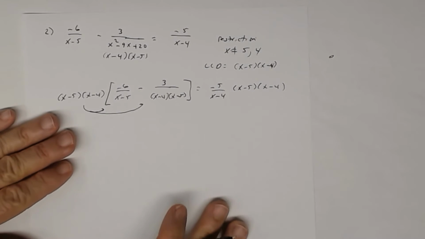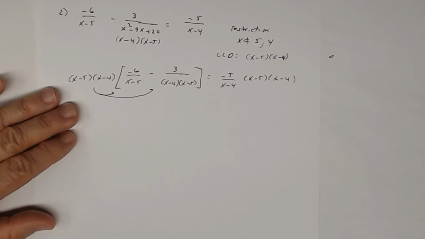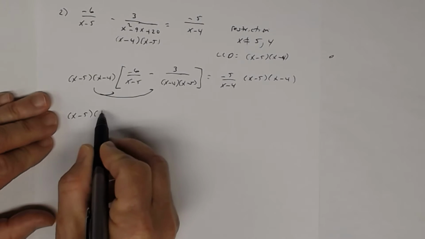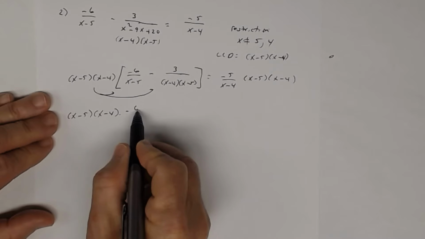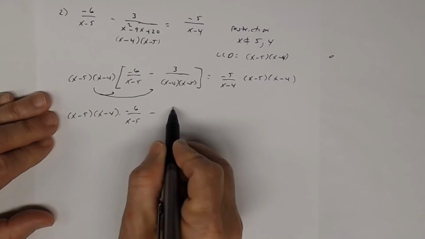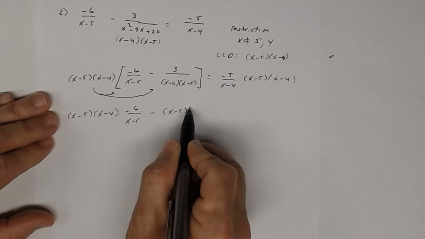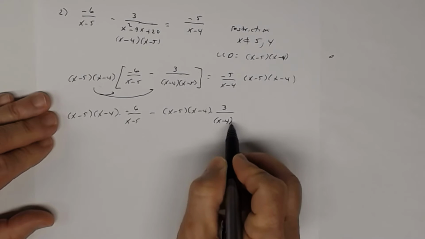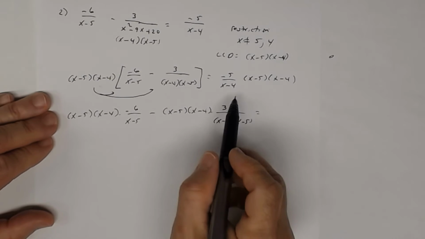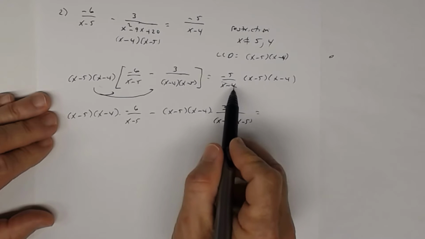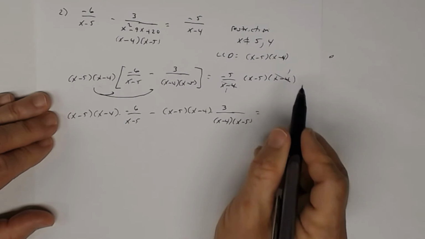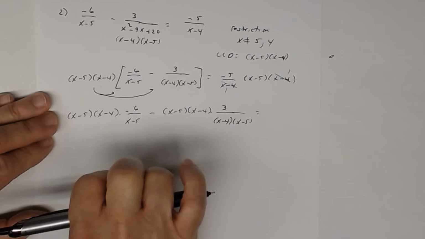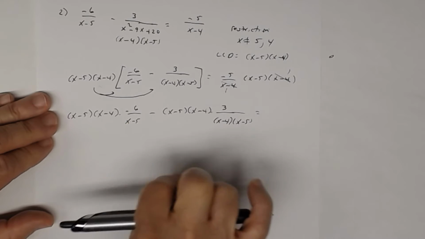So again, notice I multiply both sides by the least common denominator. Now when I distribute, I'm going to write this as x minus 5 times x minus 4 times the first fraction, negative 6 divided by x minus 5, minus, and then the LCD, which is x minus 5 times x minus 4 times 3 divided by x minus 4 times x minus 5, equal, and at this point I'm going to go ahead and reduce this. So the x minus 4's divide out. Remember, the whole point of multiplying both sides by the LCD is to get these denominators to be factors of 1s. And so I have that here. I'm going to have that here as well.